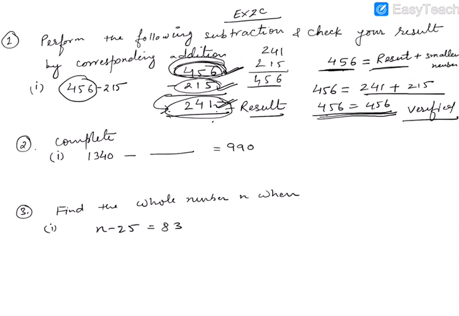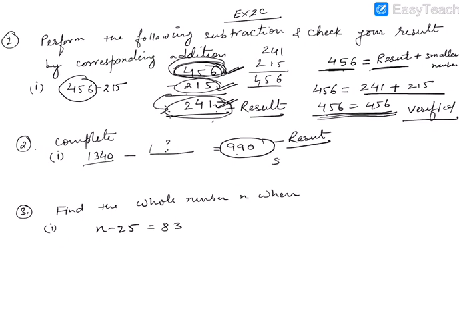The second question, complete this. The same method we will use here. This is the result, and this is the smaller number. How can we say that this is the smaller number? Because after this number is subtracted from this number, of course this number will be lesser than this number. So this is the smaller number and this is the result. So how to get this number?